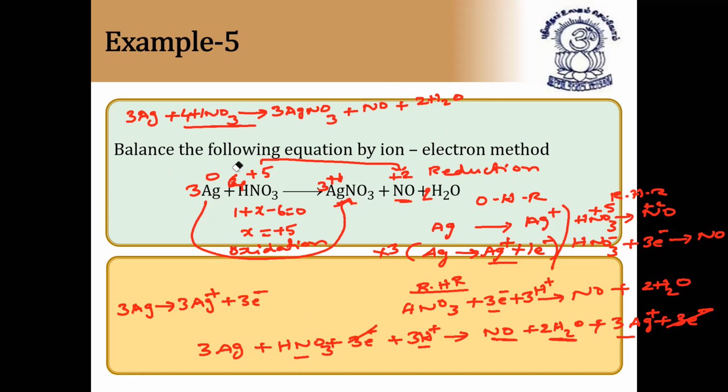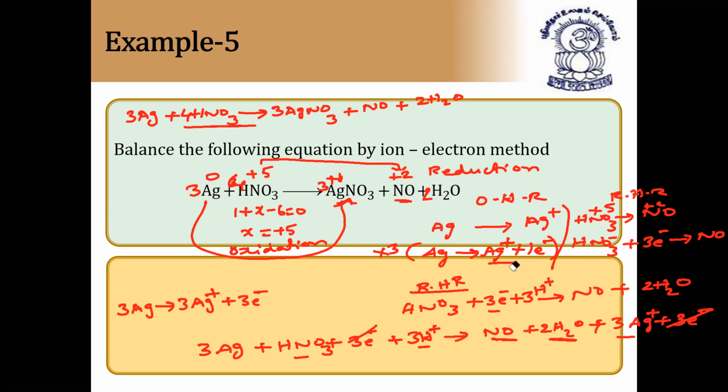So this is called balancing the following equation by the ion electron method. First, we have to discuss how to separate the ion equations. Simply, the one which is undergoing change, we have to take it out separately without the other added things. So silver is changing to Ag+ ion because it is +1. So simply I have taken silver to Ag+, and nitric acid changes to nitric oxide. So that's why I have taken HNO3 changing to NO, because +5 state to +2.